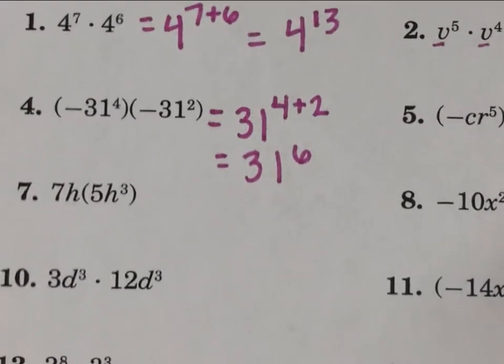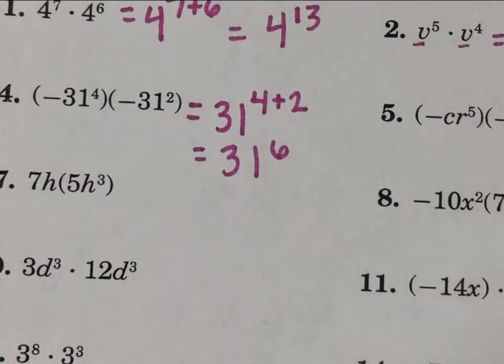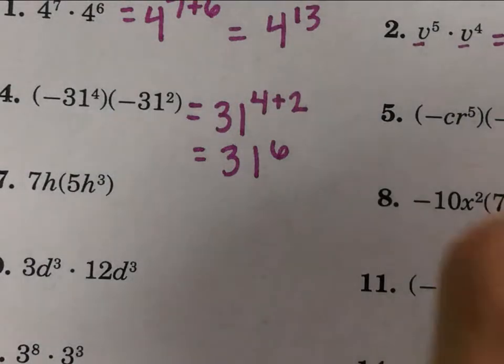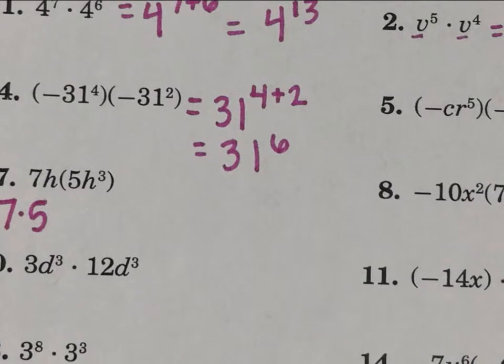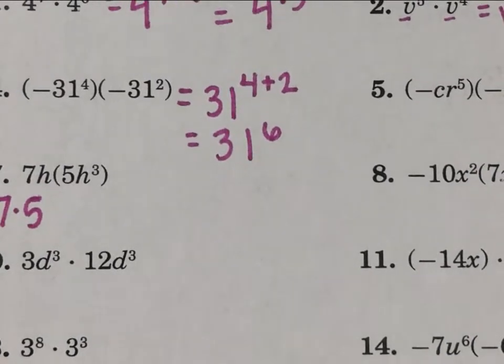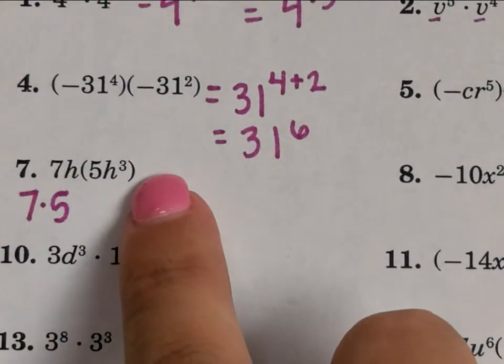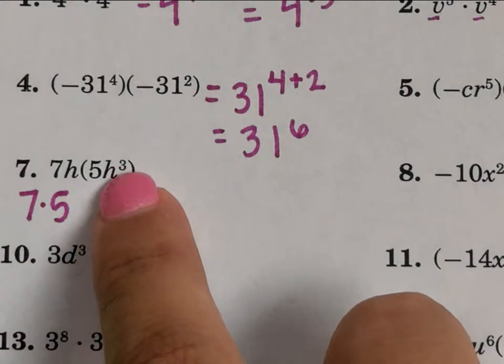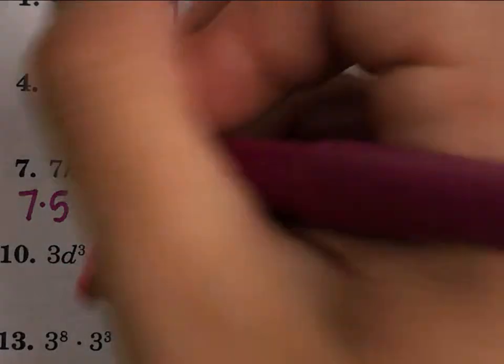I've got 7h times 5h to the 3rd. Do I have any coefficients? What are they? Coefficients. Remember, coefficients are those numbers out front. So what? 7 and 5. So can I just multiply those? Can I multiply coefficients? Yeah, the coefficients don't change. You still got 7h times 5h to the 3rd. 7 times 5. Okay. So you're multiplying your coefficients just like normal. Your variables with exponents, your monomials, are the only ones that are changing.